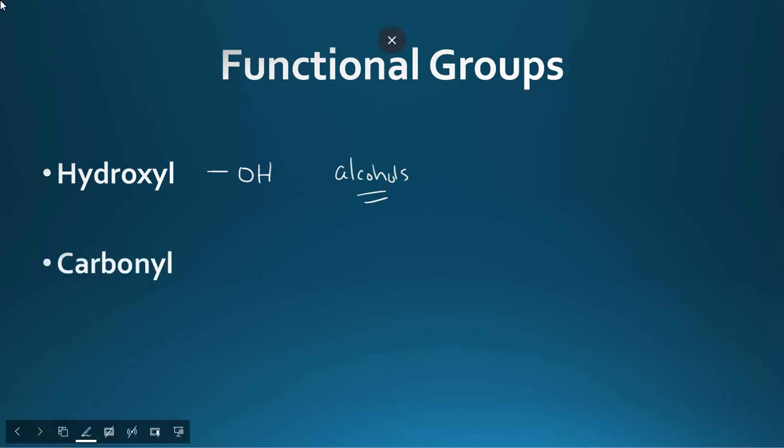The second one is a carbonyl group. And a carbonyl group is a carbon atom double bonded to an oxygen. Okay? And then some molecule attached to it.